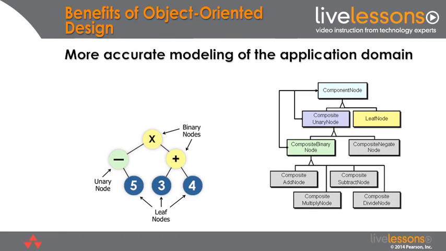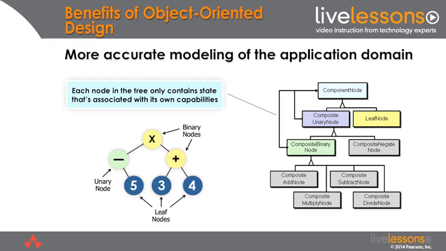Another benefit of our object-oriented design is it has a much more faithful and accurate modeling of the expression tree design domain. Each node in our tree only contains state that's associated with that particular node. So we end up having a leaf node with no children, a unary node with one child, and a binary node that has two children. As a general rule, compared to the algorithmic decomposition, where every node had the max for everything, we're able to keep things more succinct, more parsimonious. We only pay for what we're going to need at any given level of abstraction in our design.